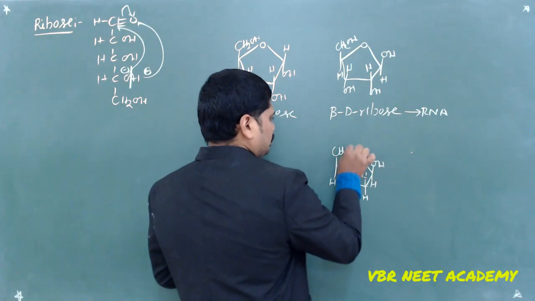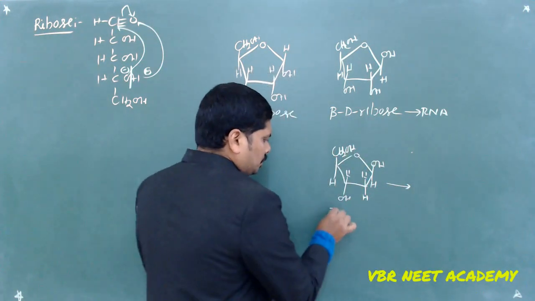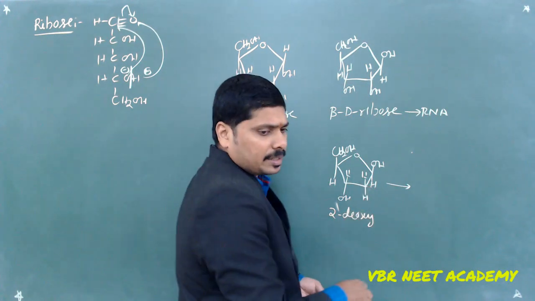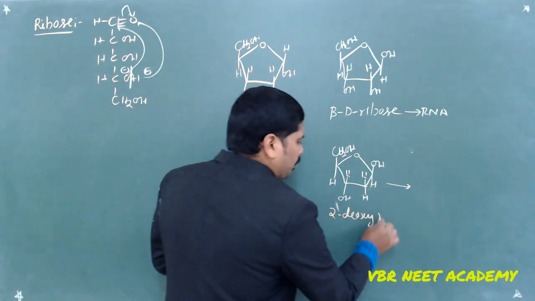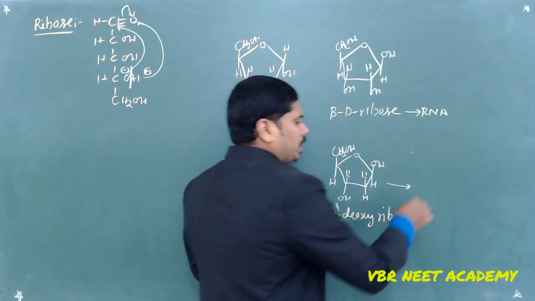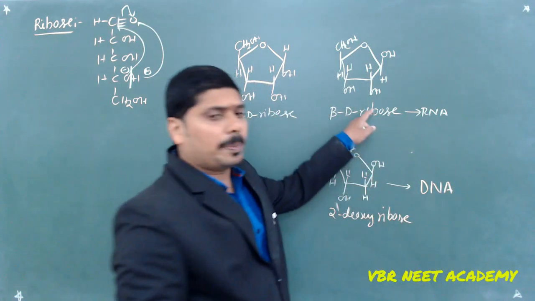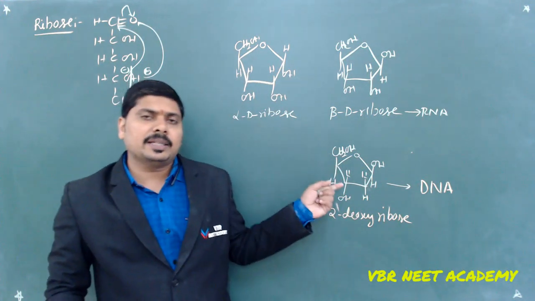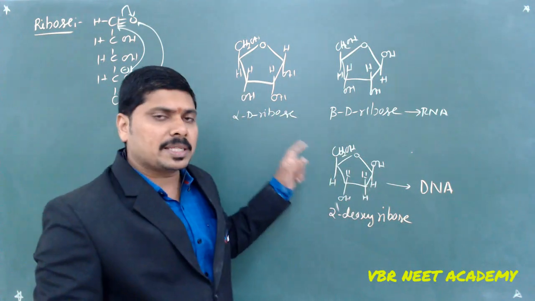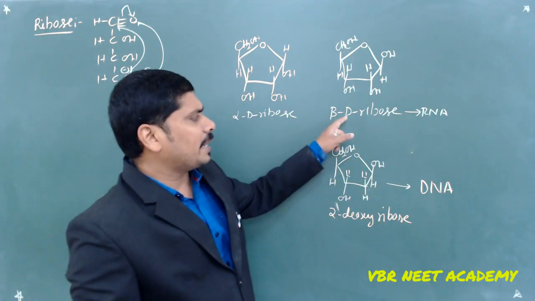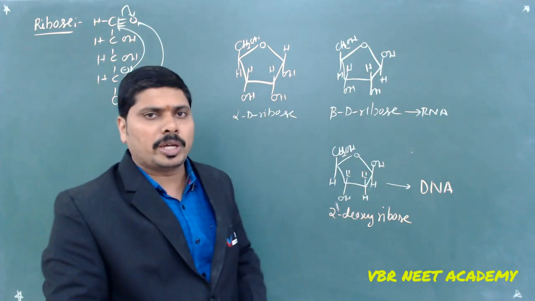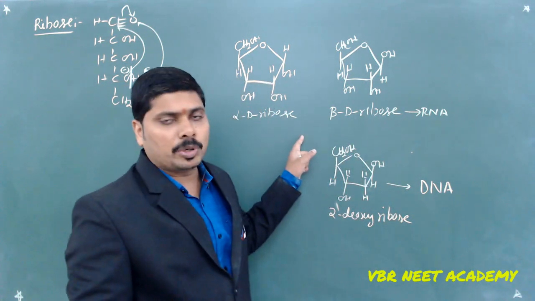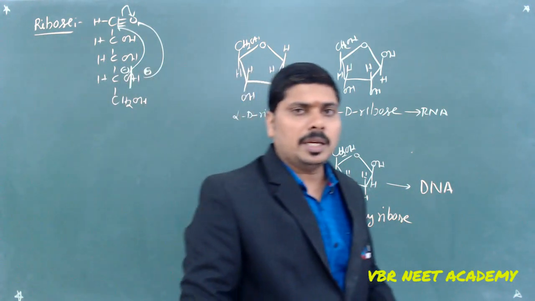This is called 2 prime deoxy. If you can see the second position, we are not having oxygen. So it is going to be 2 deoxyribose. So this 2 deoxyribose is going to be present in DNA. So this is going to be present in RNA and this is going to be present in DNA. That is the only major difference we have between DNA and RNA, that is the sugar moiety. The sugar moiety present in DNA is 2 prime deoxyribose, whereas in RNA we are going to have ribose. That is what we are supposed to remember. There we have the ribose, which is present in furanose form, beta D furanose form.